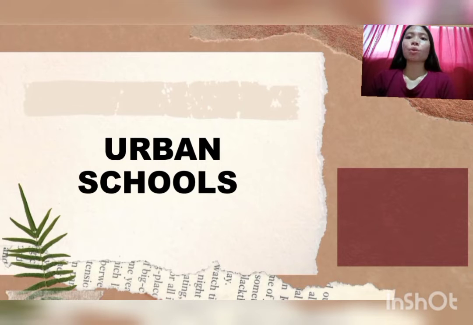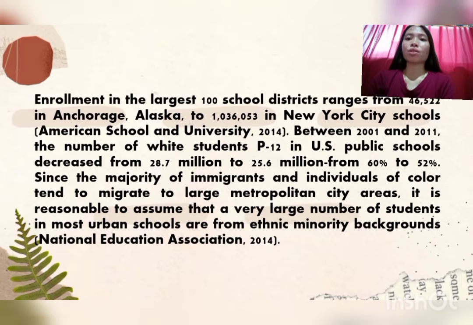Urban schools. Enrollment in the largest 100 school districts ranges from 46,522 in Anchorage, Alaska, to 1,353,000 in New York City schools. Between 2001 and 2011, the number of white students in the U.S. public schools decreased from 28.7 million to 25.6 million, from 60% to 52%, since the majority of immigrants and individuals of color tend to migrate to large metropolitan areas. It is reasonable to assume that a very large number of students in most urban schools are from ethnic minority backgrounds.